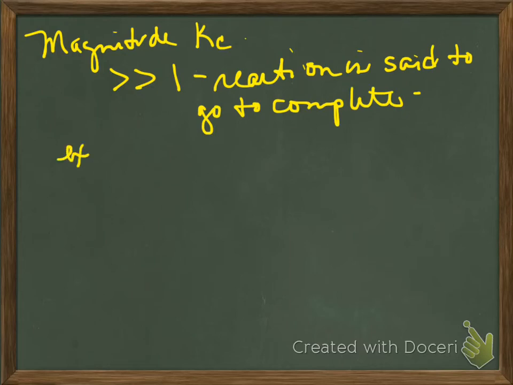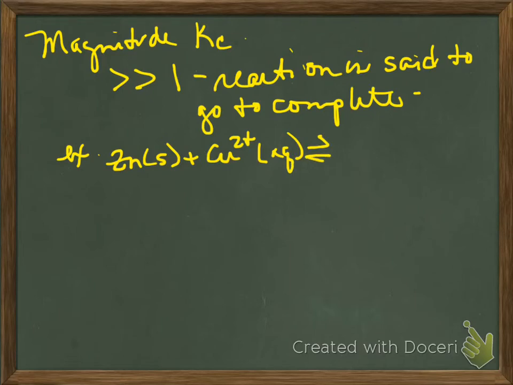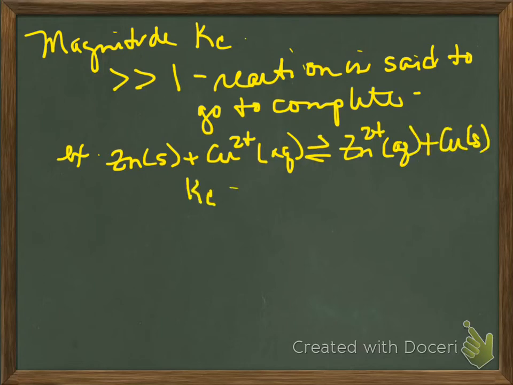For example, if I look at zinc reacting with a solution of copper ions, it will set up an equilibrium where I get zinc in solution and copper solid. The Kc for this is 1 times 10 to the 37th. That's pretty big, and that's at 298 K. And this is really said to be going to completion.